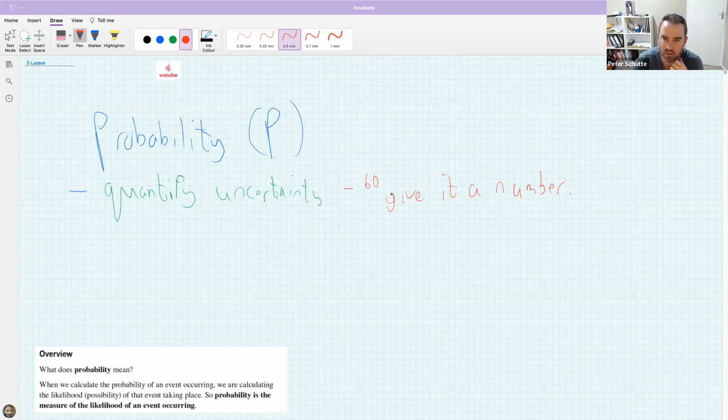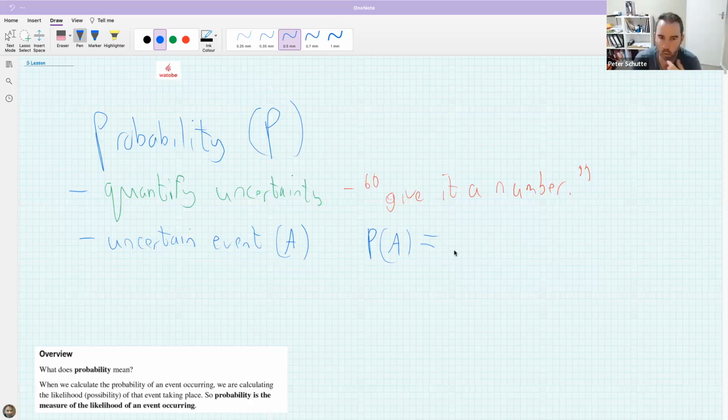And then the question becomes, okay, well, what are we trying to give a number to? The thing that we're trying to give a number to is some uncertain event. We're trying to put a number to an uncertain event, and often an event can be described with a letter like A. And so the probability of A happening is written like that.